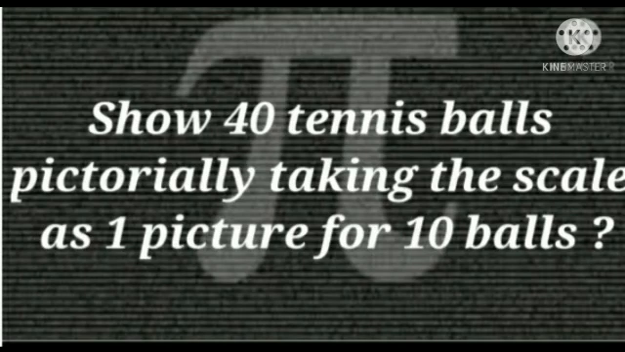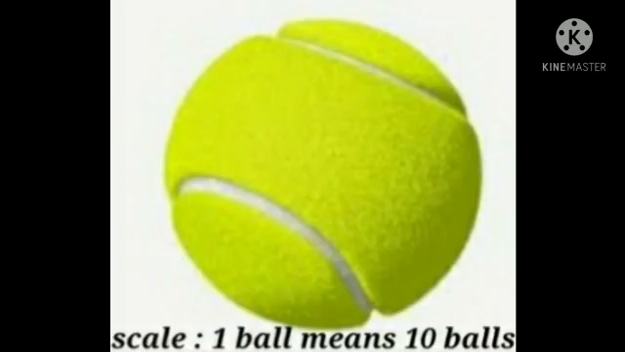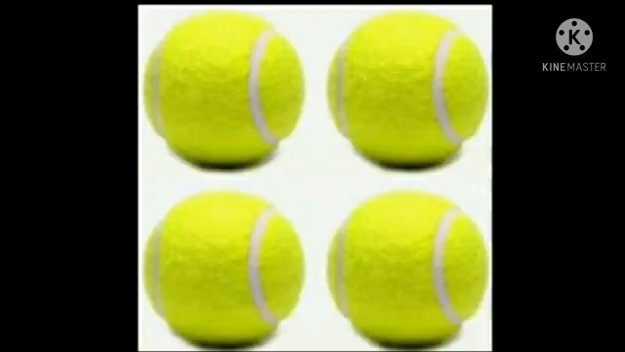Moving to the next. Show 40 tennis balls pictorially, taking the scale as one picture for 10 balls. So students, here you can see one tennis ball. The scale is already given in the question, that is one ball means 10 balls. So 40 divided by 10 gives you 4. So 4 balls we all can see in the picture. Now moving on to the next example.